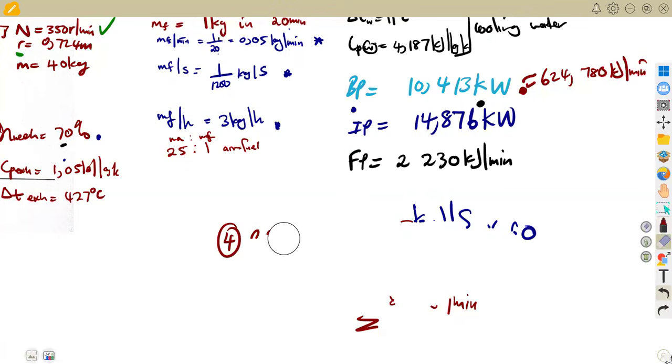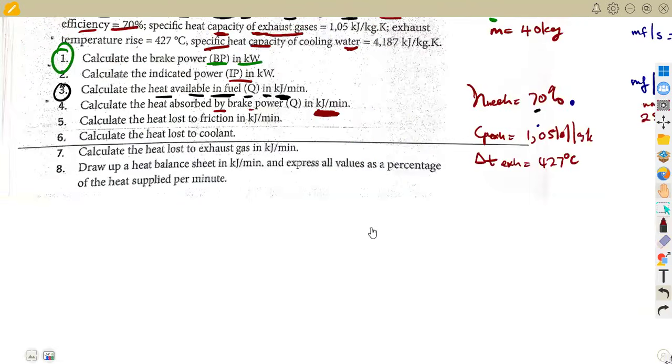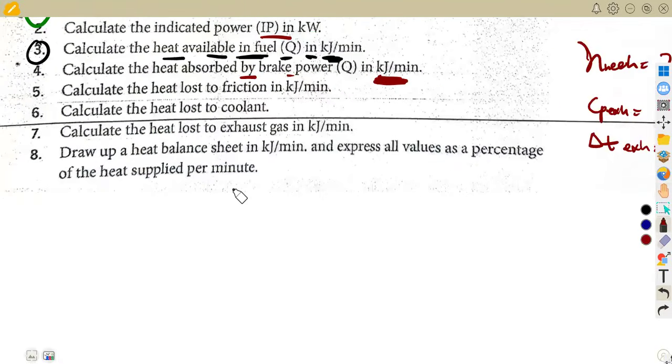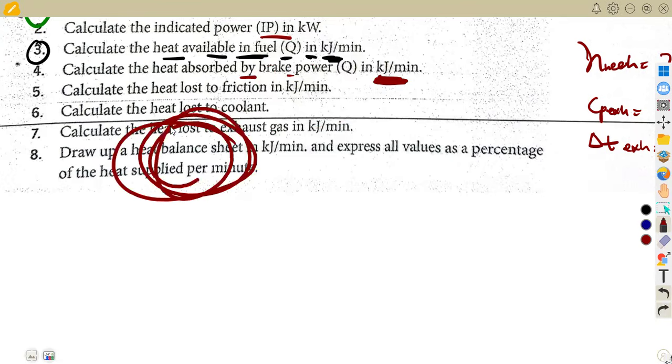No. You are supposed to know this, that when the table is given, let's check the question. If you check on number 8, when they are saying draw the heat balance, they are saying in what? Kilojoules per minute. That is why they are forcing us to calculate this in kilojoules per minute. It is because of that. But like I said, whether they said it here or not, the moment that they say draw a heat balance sheet in kilojoules per minute, guys, you are limited.